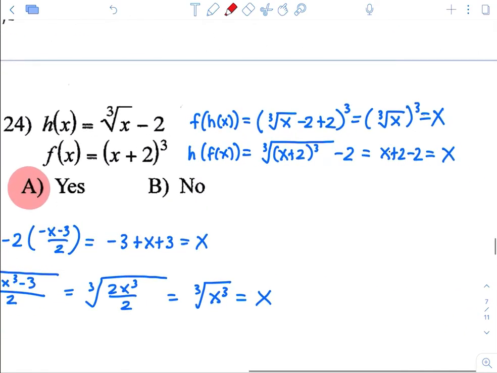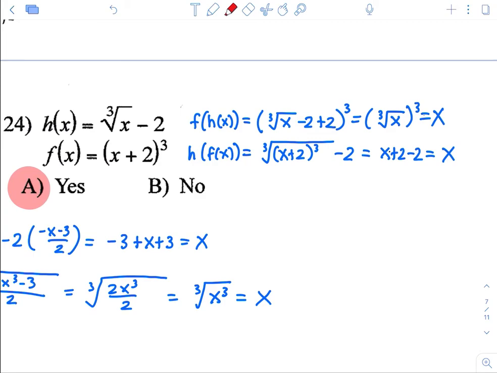Alright, over here. So f of h of x, so that means I'm plugging in all of h of x into f of x, which means plugging it into x. So cube root of x minus 2 plus 2 raised to the third. These cancel, so then we just get cube root of x to the third. But then cube root and this power of third power cancel, so then we just get x.